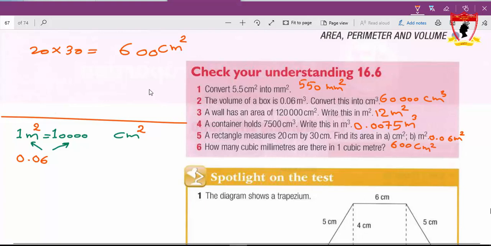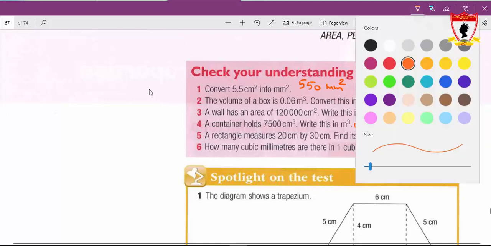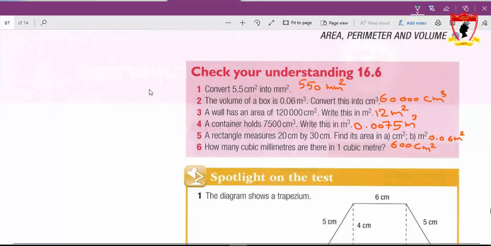And the last question, how many cubic millimeters are there in 1 cubic meter? Oh, this is a good question. We jump from the meter cube to millimeter, but we have to get the answer via centimeter cube. And how can we do this? We can straight away find the relation between meter and millimeter, or we can convert the meter into millimeter, the meter into centimeter, then centimeter to millimeter, which is the easier way. I recommend this way.